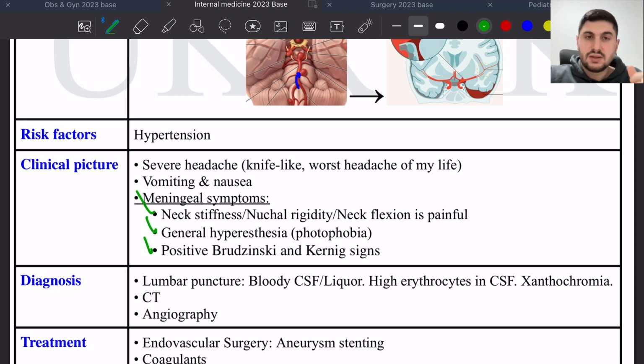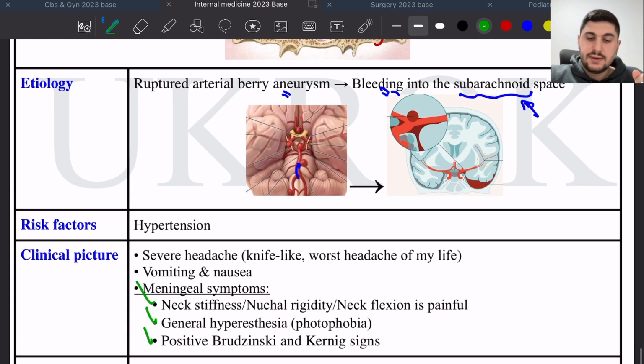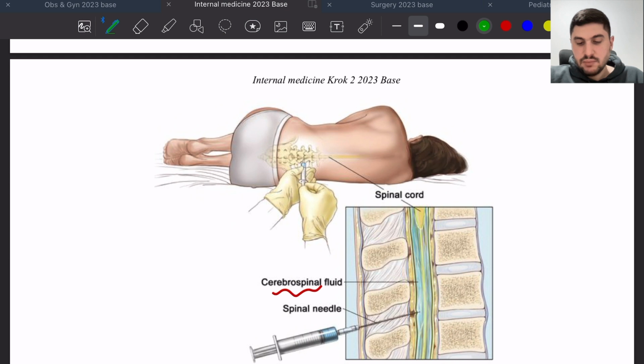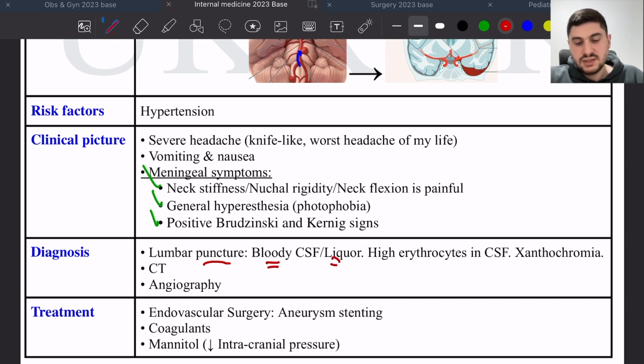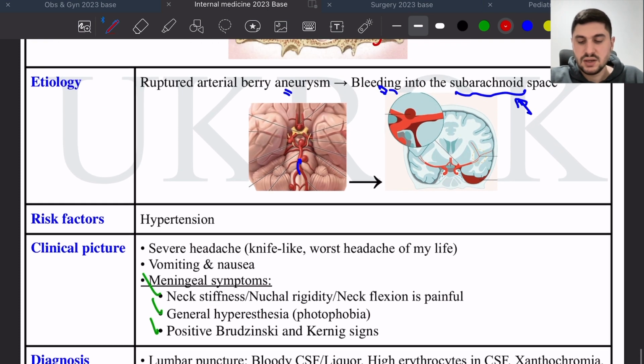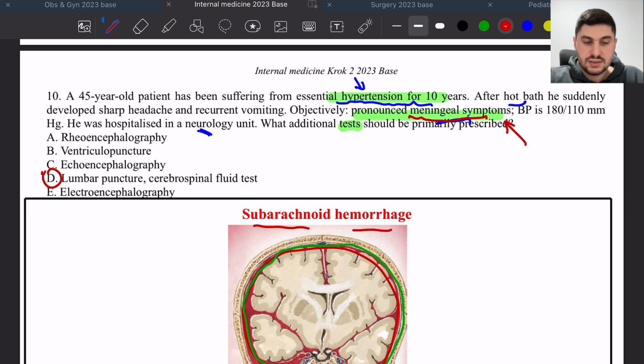So what is the diagnosis? The question is asking about the diagnosis. The diagnosis is to take a sample of this cerebrospinal fluid, which has the bleeding inside it. Take a sample of it and study it. If we see blood, then it means that we have subarachnoid hemorrhage. If not, then it's something else, right? This procedure is called lumbar puncture. With lumbar puncture, we will find bloody CSF, bloody liquor in some questions, high erythrocytes. And this tells you that we have subarachnoid hemorrhage.